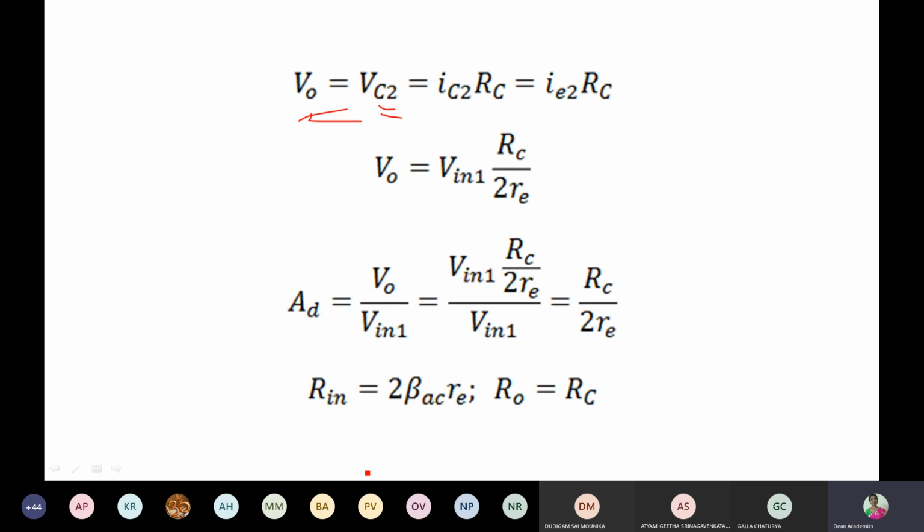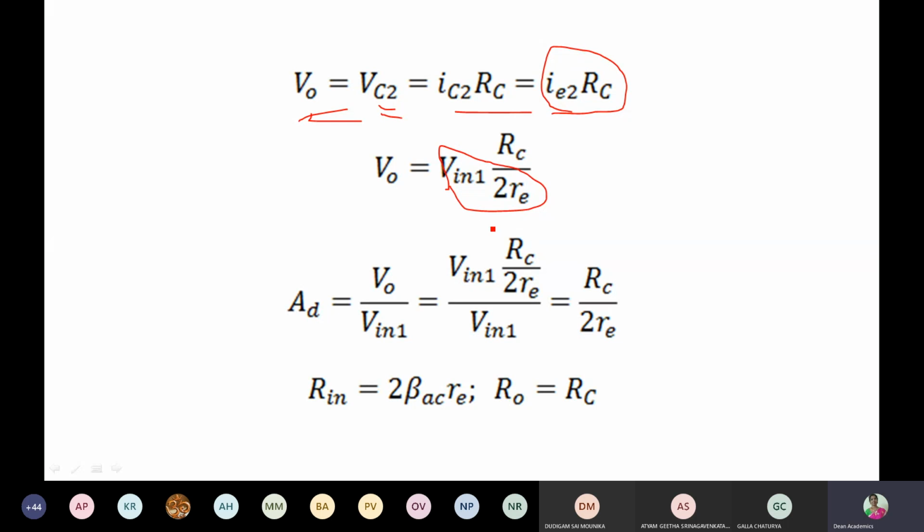We take output only at one output, that is at VC2. So VC2 is equal to IC2 into RC only, right? IC2 is equal to IE2, therefore IE2 into RC. IE1 or IE2 expressions are both the same, that is Vin1 by 2RE. Do you remember? Just now we have seen Vin1 by 2RE.